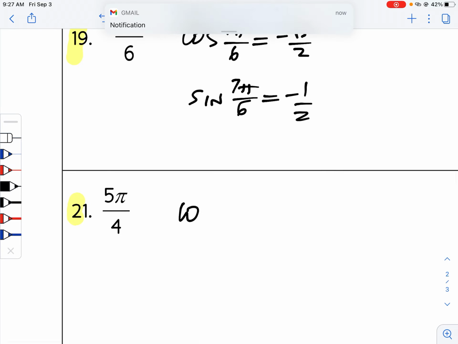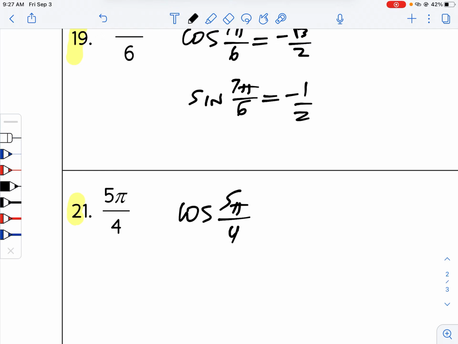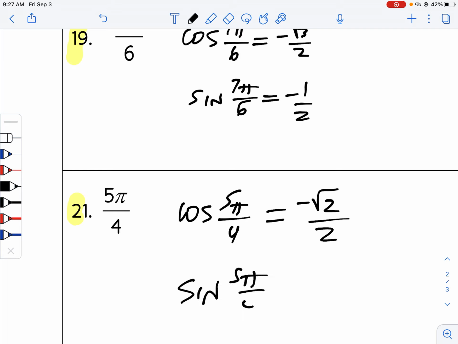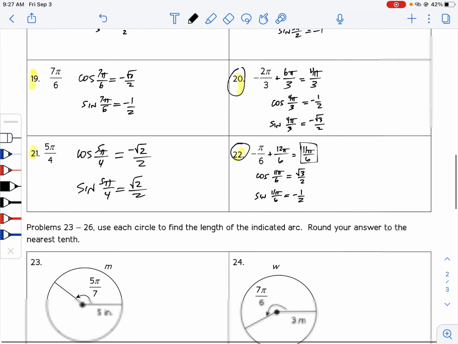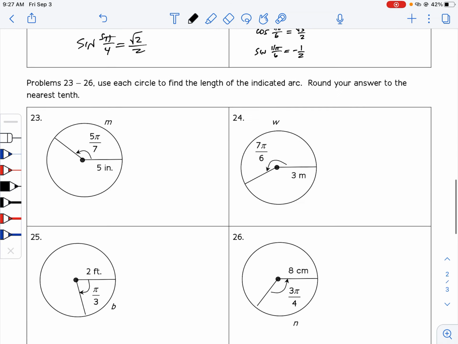And of course, this whole time we're remembering that the cosine is always the x value on that coordinate, and each of these ratios are coming from our special right triangles from geometry. So negative root 2 over 2 for the cosine value there, and the sine value of 5 pi over 4 is root 2 over 2. They're all isosceles.